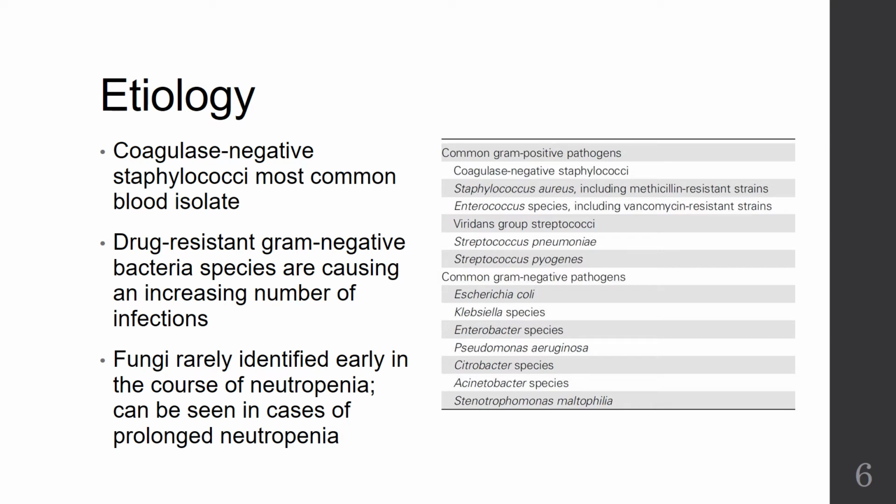Something else unique to point out is that fungal infections can occur, but they tend not to occur early in the course of the neutropenia, and it's most commonly seen in those patients once some type of prolonged neutropenia is present, and that's going to impact our therapy recommendations that we will talk about a little bit later on in the presentation.